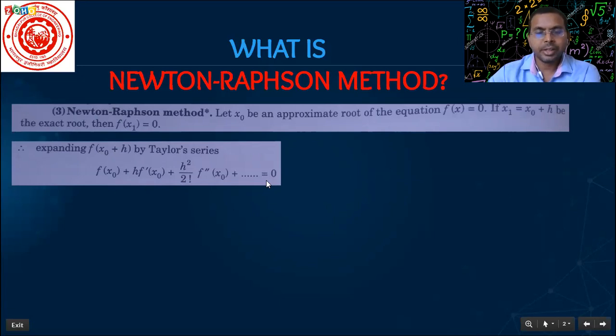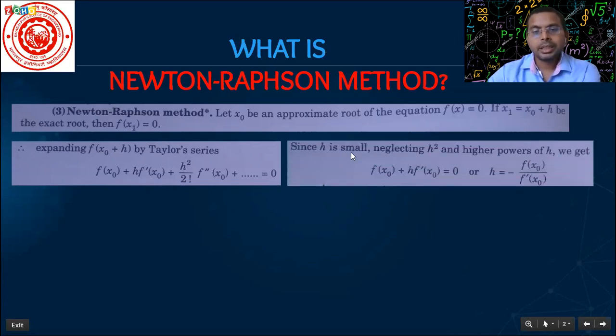Now, since h is small, we can neglect h square and higher powers of h. After doing this, we will get f of x0 plus h into f dash x0 equal to 0. So we have neglected h square by 2 factorial f double dash x0 and other terms. By solving this equation, we can find the value of h, which is equal to minus f(x0) by f dash x0, which comes from this equation.